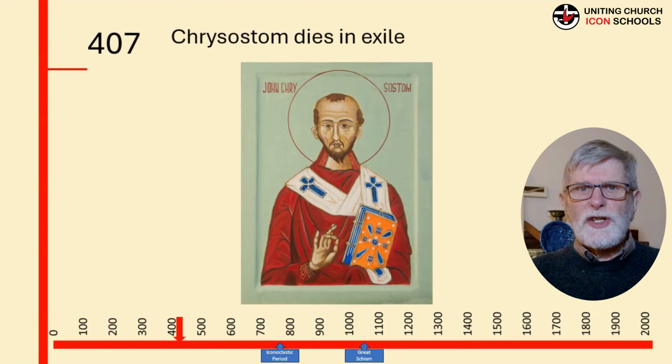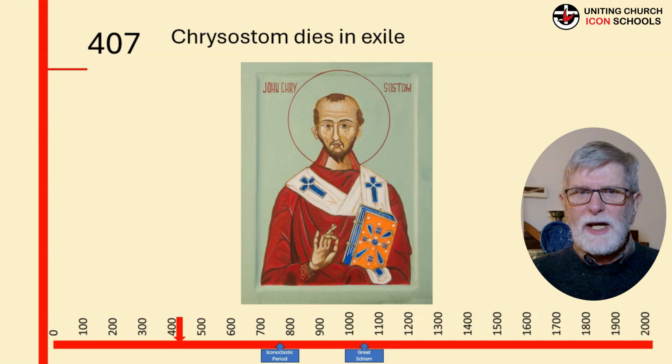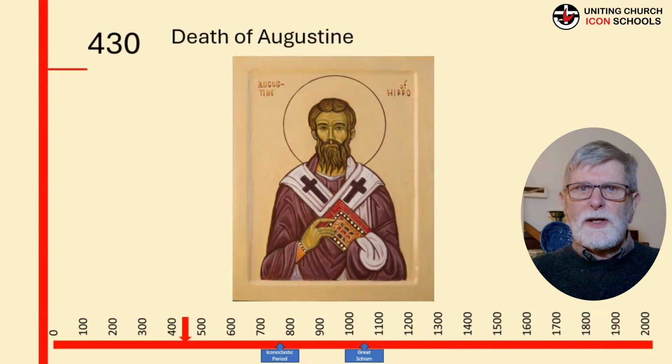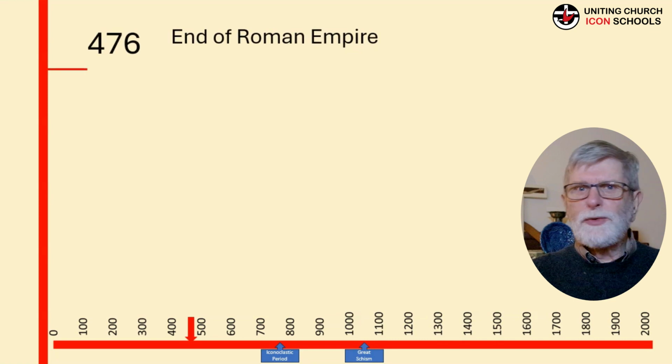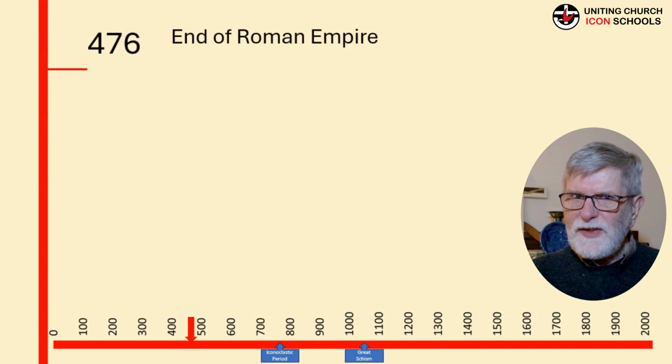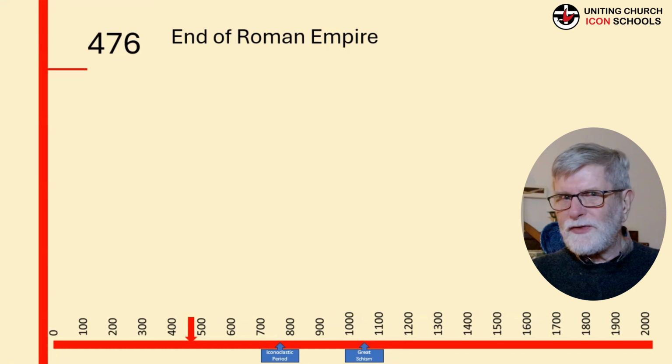Meanwhile, John Chrysostom, Archbishop of Constantinople, died in exile. He and Basil the Great often appear on the centre doors of iconostases. Augustine died in 430, and everything that has happened in the church has occurred during the Roman Empire. But significantly, the Byzantine Empire continued after the end of the Roman Empire, and it continued with strength through the Middle Ages of Europe.